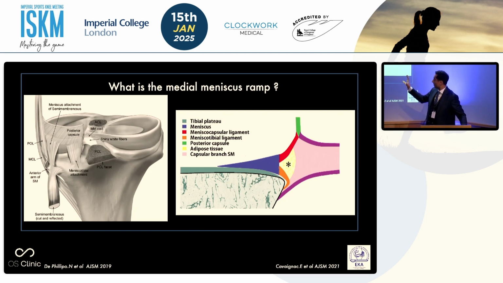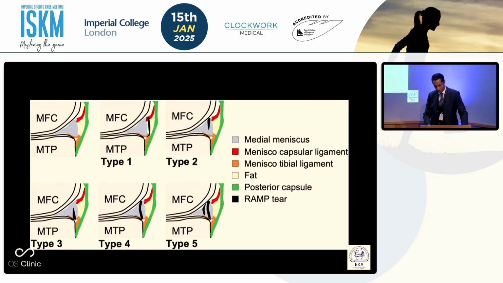And you can see on this diagram here, one of the papers by Cavagnac et al., showing the areas that the medial meniscus attaches to, including the meniscocapsular ligament, the meniscotibial ligament, and the posterior capsule. And you can see the meniscocapsular ligament eventually becomes part of the posterior capsule. So getting an understanding of the anatomy is really important.